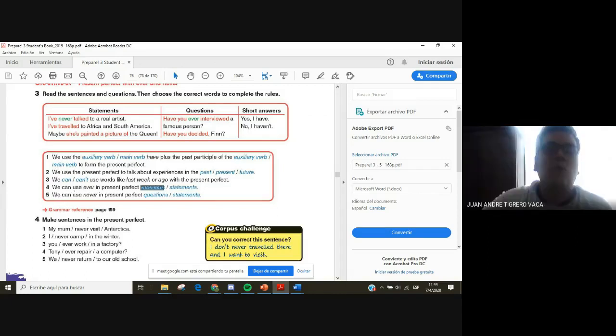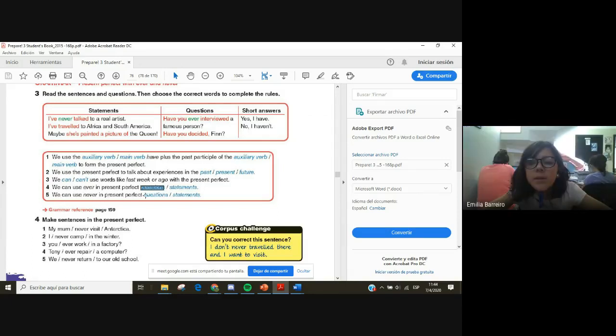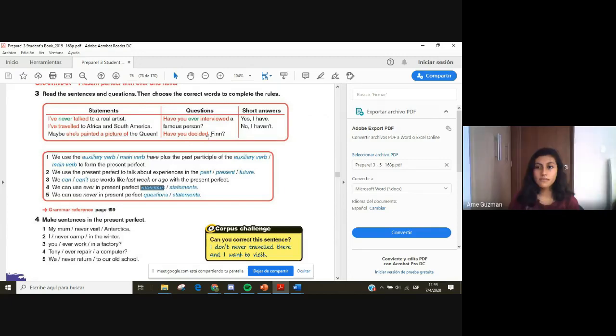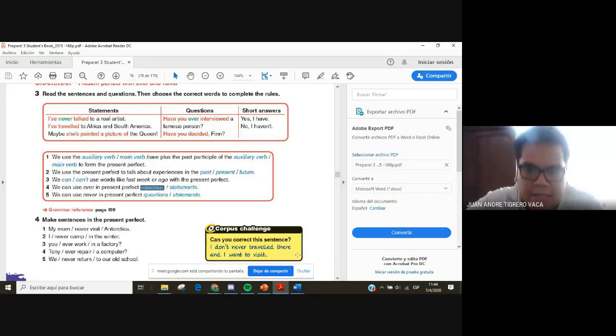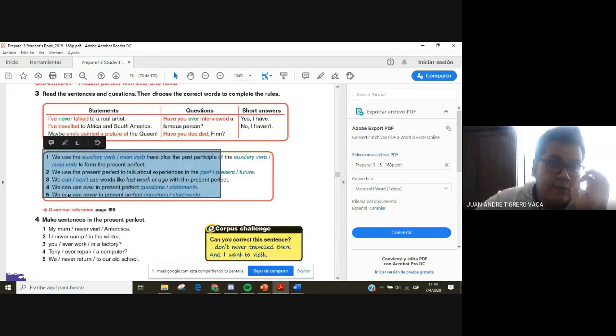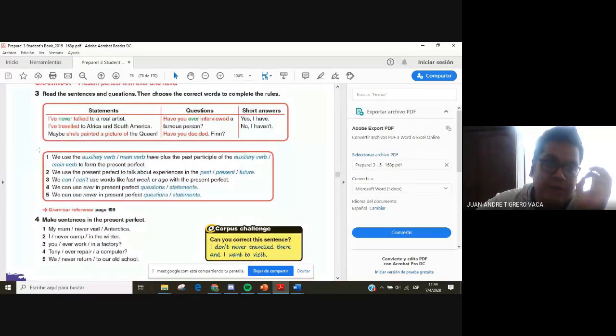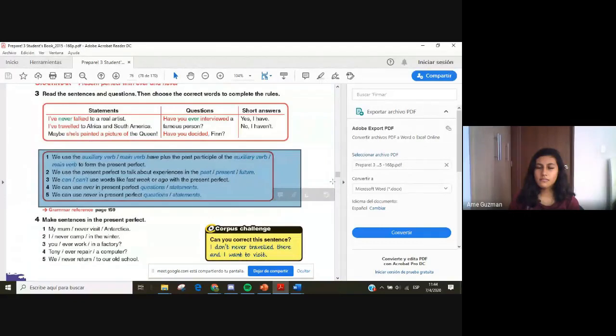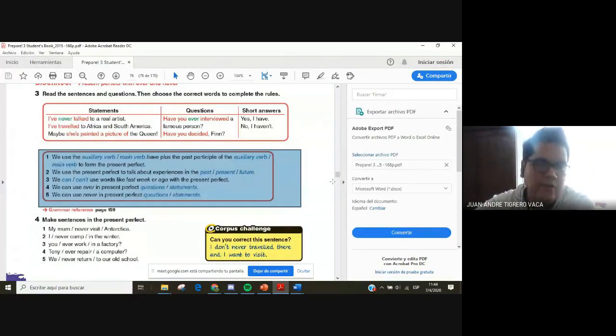Number five, we can use never in present perfect with what? Questions or statements? Statements, exactly. Because you can say, I have never ridden a horse. That's perfectly fine. So remember that. That's the key for the exercise in Aula Virtual, because you will have some questions and some statements, with ever or never.